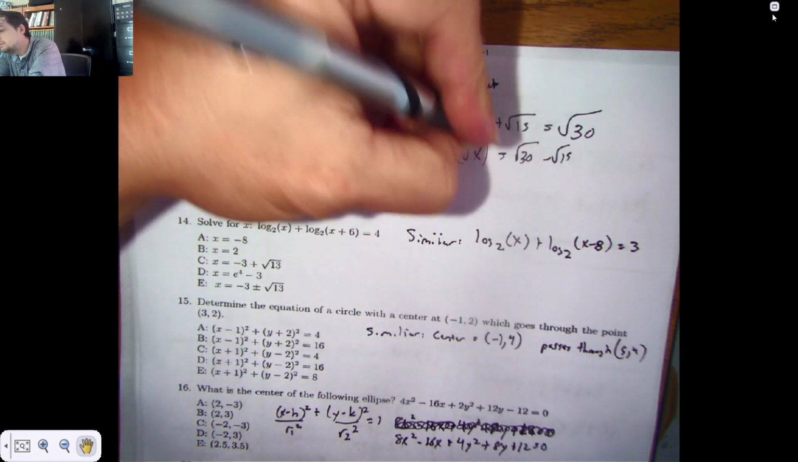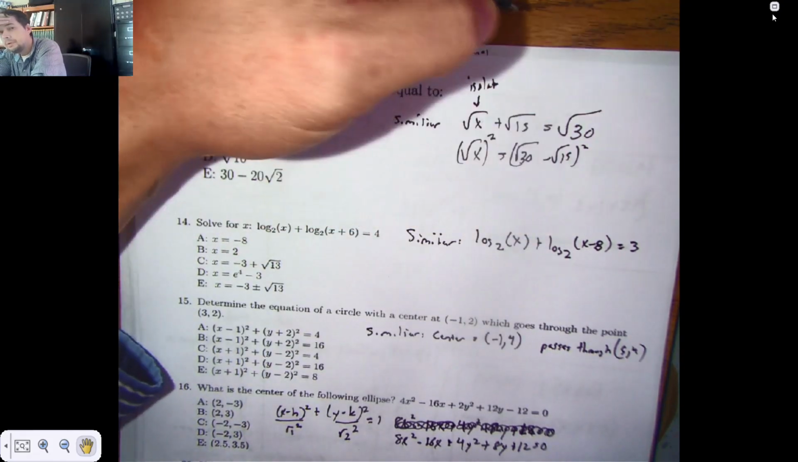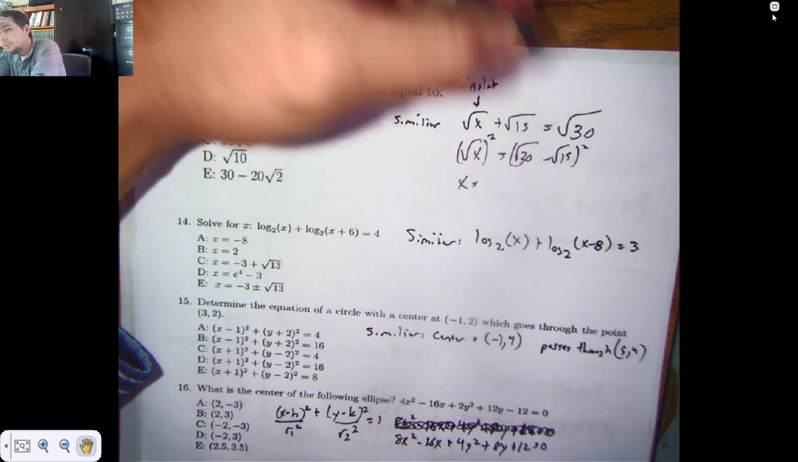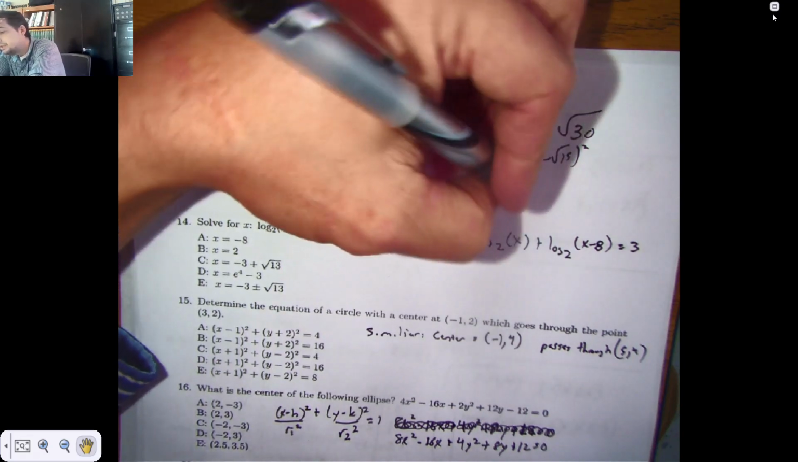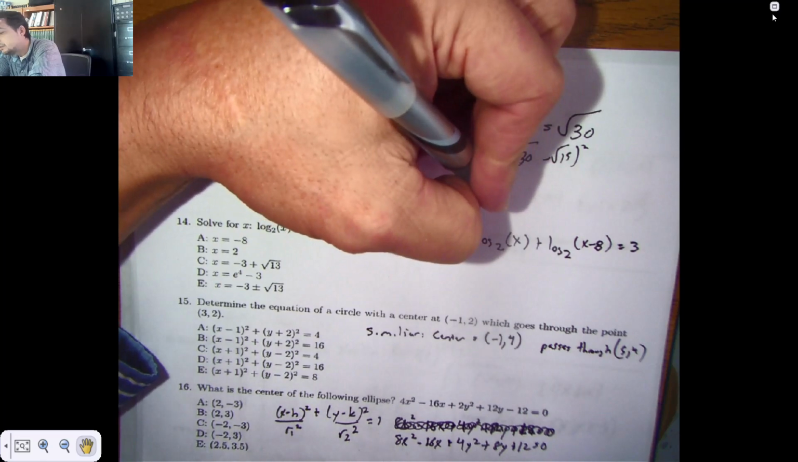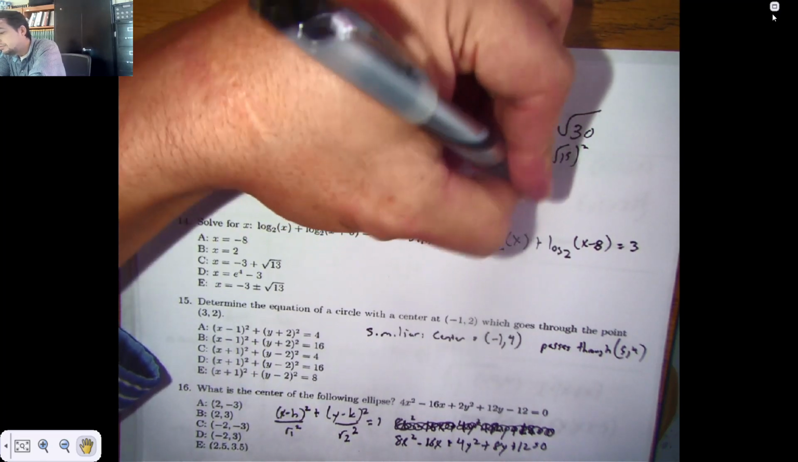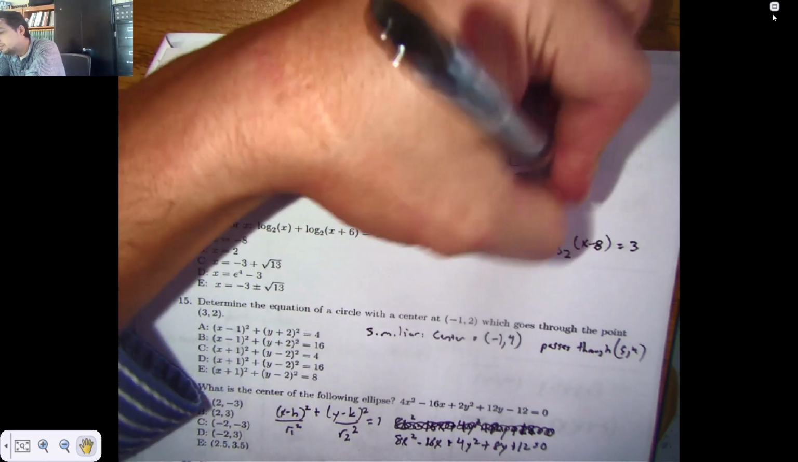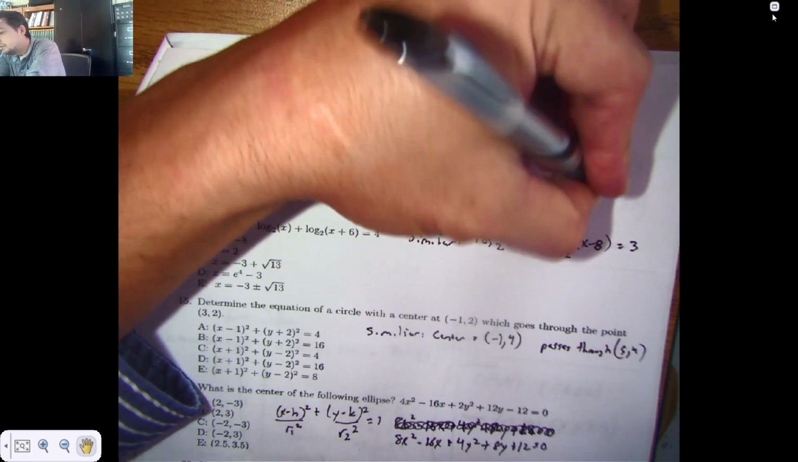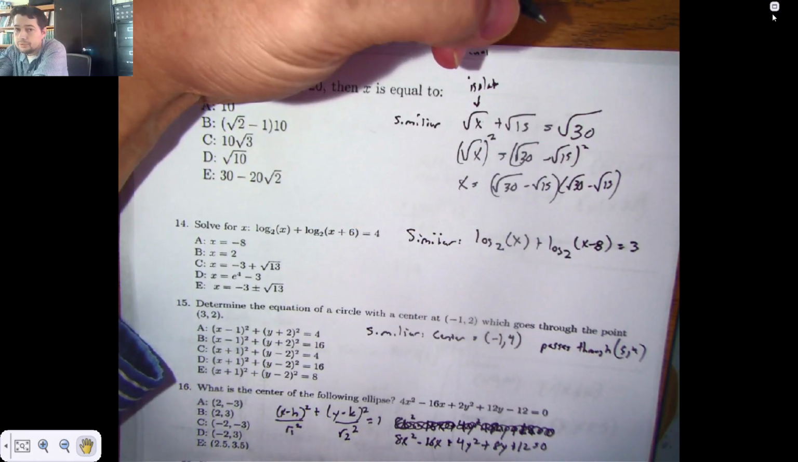But anyways, you square this piece, so you square that piece. And to square the root of 30 minus the root of 15, you've got to write that thing twice. So root 30 minus root 15, and she gets written twice. And then you FOIL, or double distributive property.